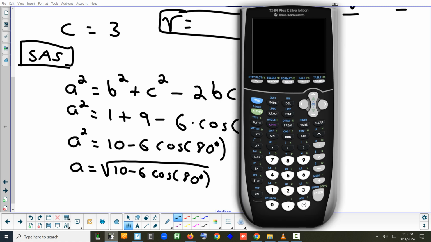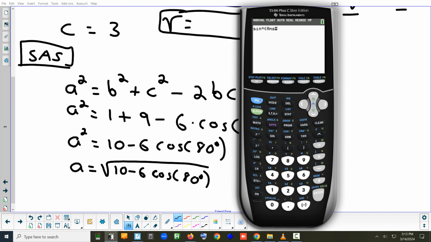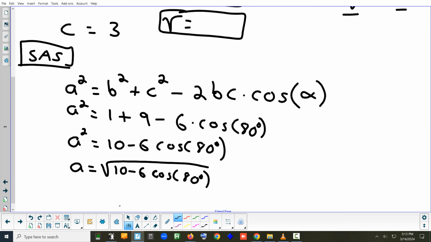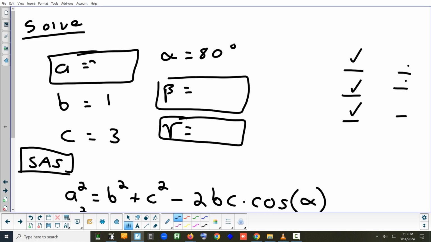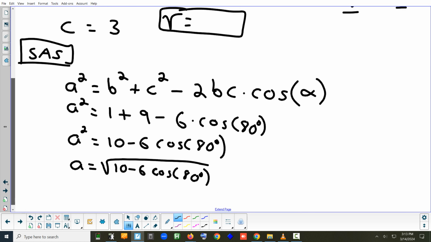So let's type that in. We are going to round it off. So square root of 10 minus 6 cosine 80. You should get about 2.993. So now that's A. Don't have to worry about a second answer. It never happens with side angle side. It's impossible. So we got that. Now you can find either beta or gamma. So that's how you do law of cosines to find a side.